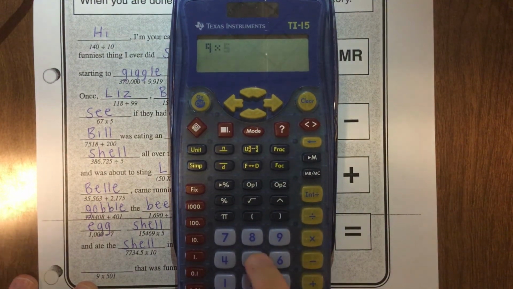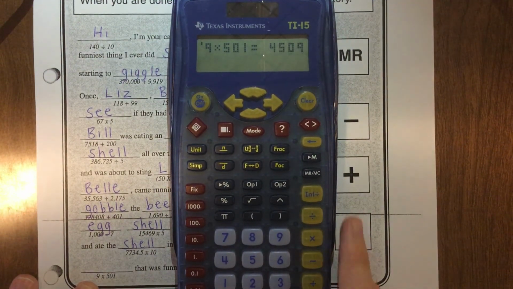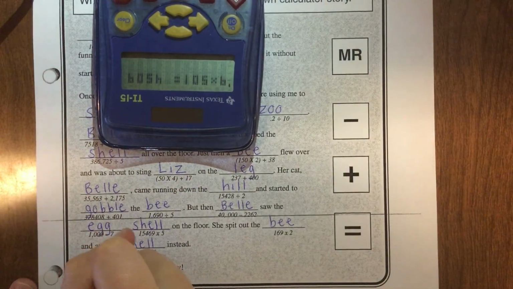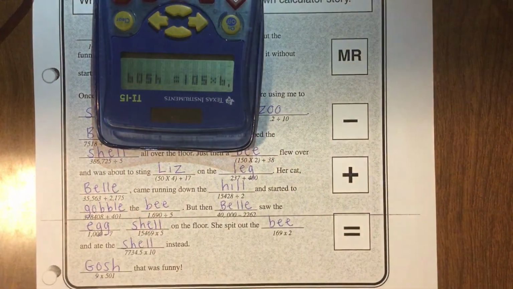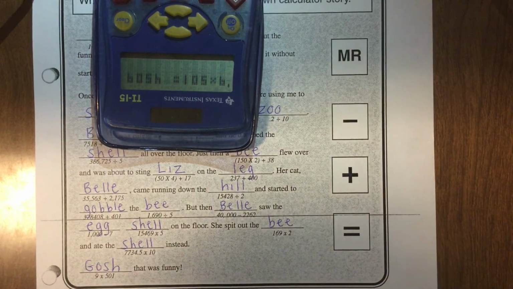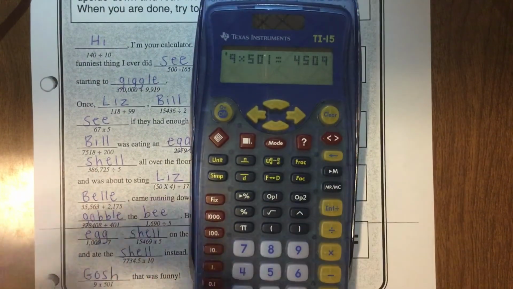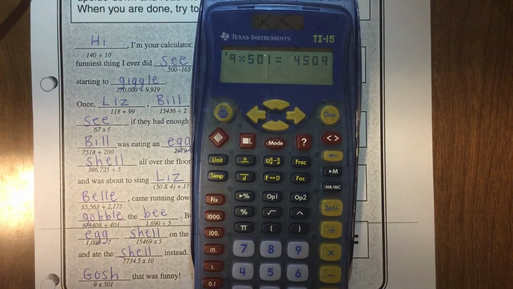9 times 501 equals, gosh. Last thing is, gosh, that was funny. I think our calculator has a weird sense of humor. But anyway, there you go. Now you know how to use your calculator, and we can start using it to check our work and find answers on our daily Common Cores and everything else we do in class.